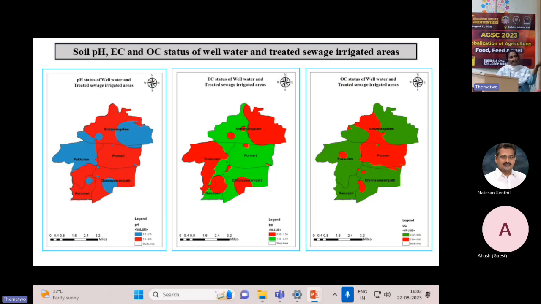And organic carbon status is classified into 2 types: one is high organic carbon content, and another is low organic carbon content. The high organic carbon content is mainly due to the organic amendments and organic constituents present in the sewage irrigation. In the other irrigated areas, it is low, mainly due to the nature of the soil present in those areas.